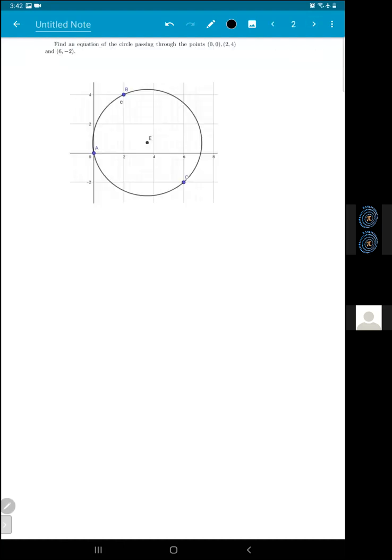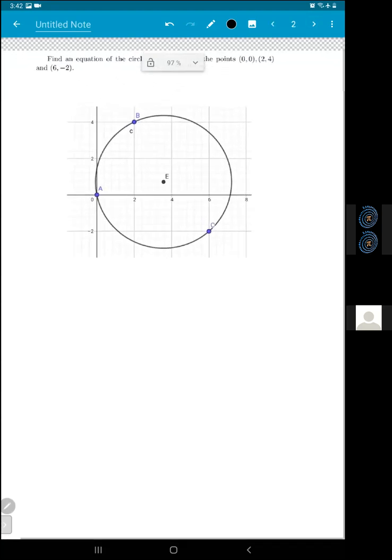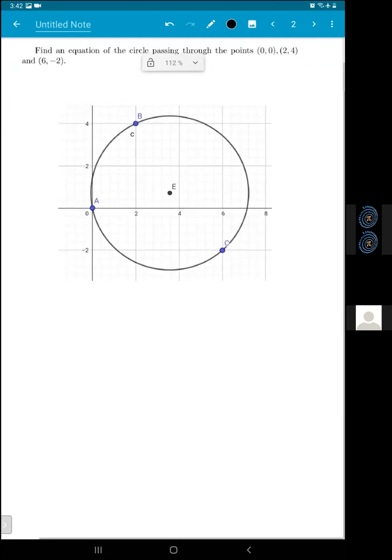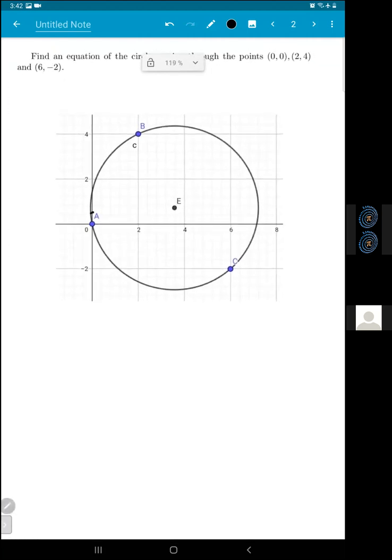Okay, so I have the figure shown here. Those are the points given in the problem, and with the help of an app, I am able to fit a circle into them and locate the center E as well, though the coordinates are not shown. It may seem that the center has exact coordinates, but actually the coordinates are fractional.